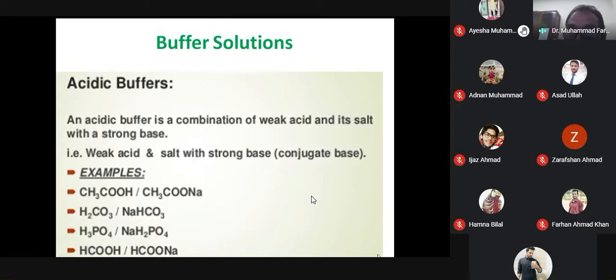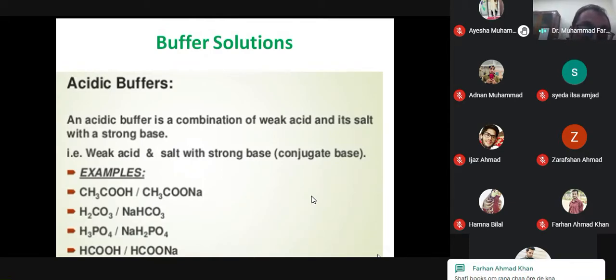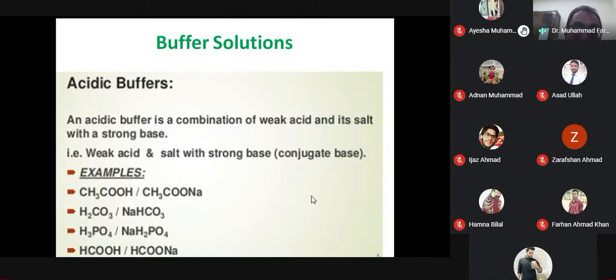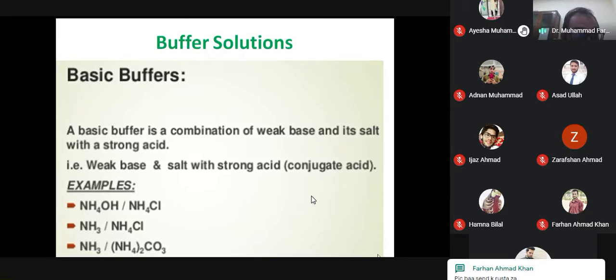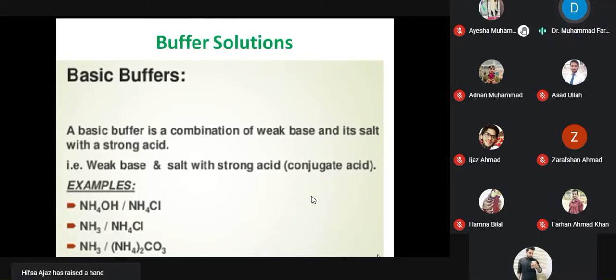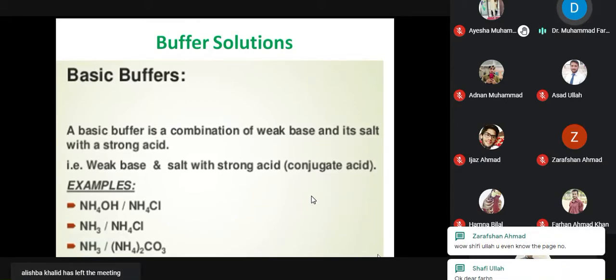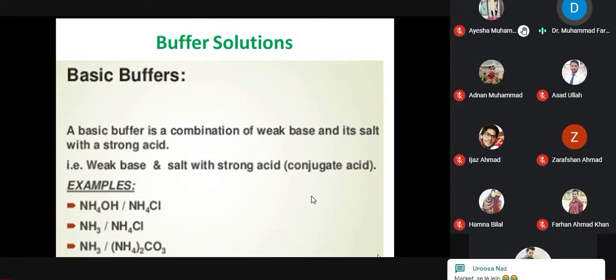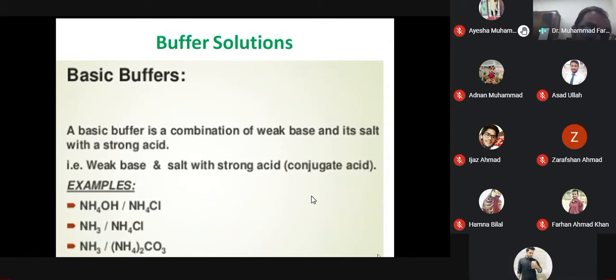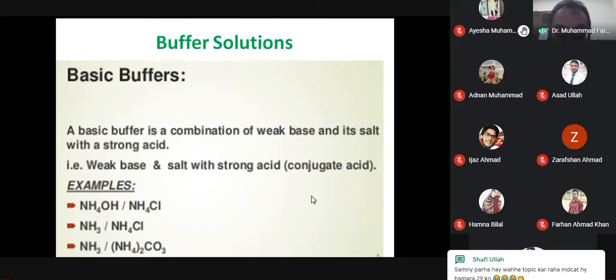So an acidic buffer is a combination of weak acid and its salt with a strong base, which is CH3COONa. You remember this is the strong base, okay? Now, a basic buffer is a combination of a weak base, for example NH4OH, and its salt with a strong acid. When it dissociates, NH4OH will produce OH negative and NH4 plus. So this is a strong acid, because it will be able to attract the negative ion, for example NH4Cl. So NH4OH is a weak base, and its salt NH4Cl is the conjugate acid of a strong acid.